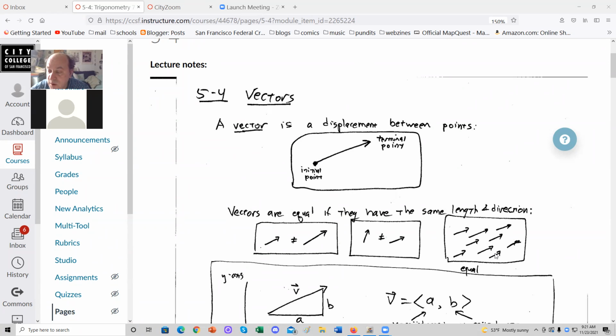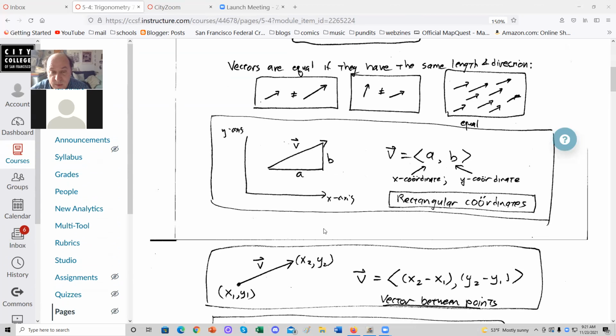Here are a bunch of vectors which have different initial and terminal points, but they're the same length and the same direction, so they're called equal. These vectors are in a different direction, so they're unequal. These have different lengths, so they're unequal.